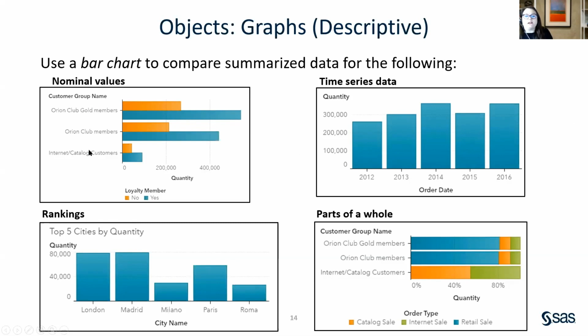So nominal values mean there's no specific order to them. Later on, we'll take a look at ordinal values, which means the data does have an order. Something like small, medium, large would be considered ordinal. Then we have our time series data that obviously needs a date time value. We can rank our data, and we'll take a look at that in a little bit. And then we can also do stacked bar charts that normalize to 100%, so we get parts of a whole.